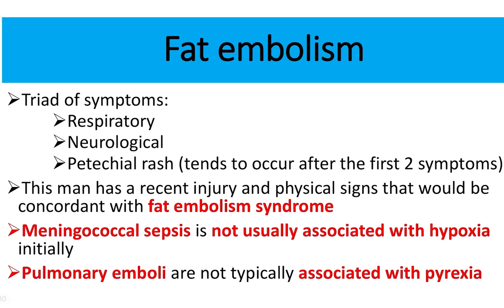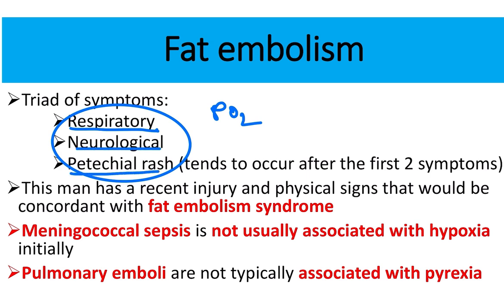Now see the fat embolism. The triad of symptoms of fat embolism includes respiratory, neurological and skin, or hematological. In the case of the respiratory system, what happens? The partial pressure of oxygen or oxygen saturation will be decreased. There are also important neurological symptoms and the petechial rash.